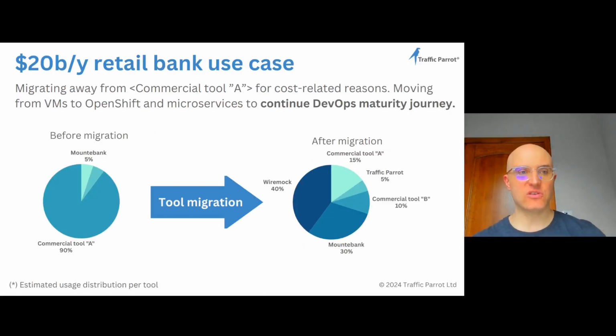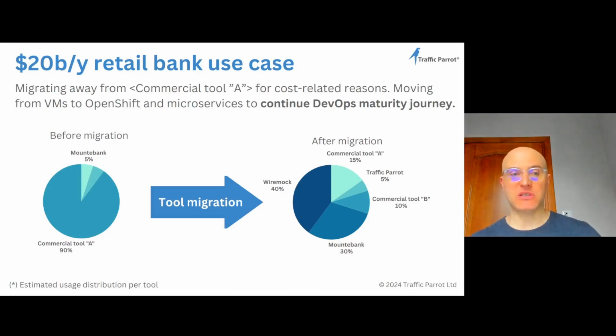Another use case that I wanted to highlight here demonstrates how some enterprises don't necessarily stick with one or two tools. They allow teams to use several tools across the enterprise. This is going to be counterintuitive for the enterprise teams that focus on uniformity of tools across the enterprise. So this is a $20 billion retail bank that has been using Traffic Pirate for several years, and they've migrated away from a commercial tool for cost-related reasons, and they've moved from virtual machines to OpenShift and microservices to continue the DevOps maturity journey.